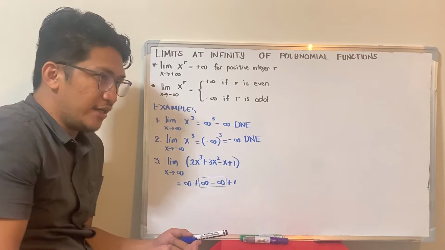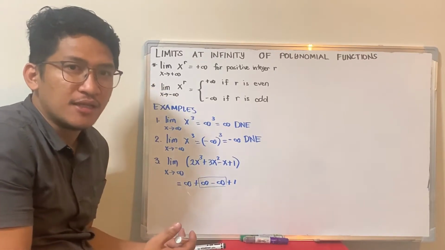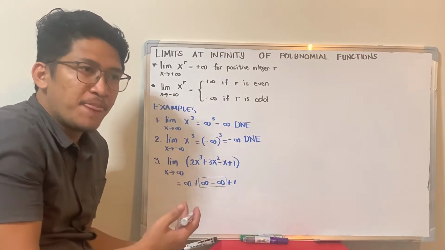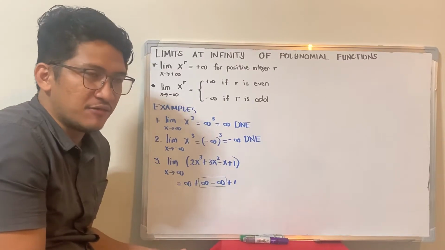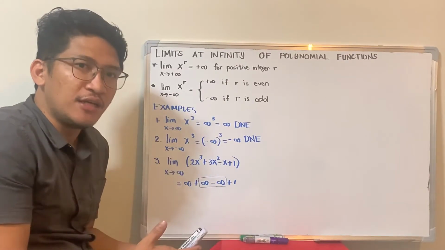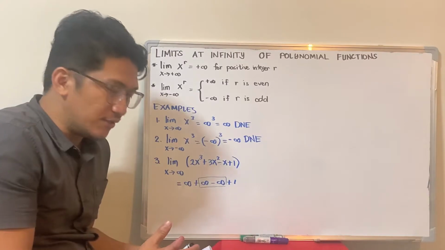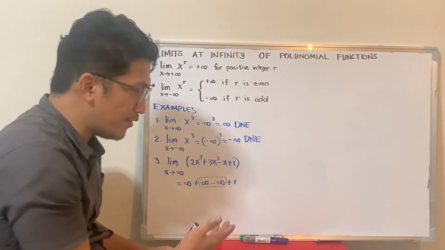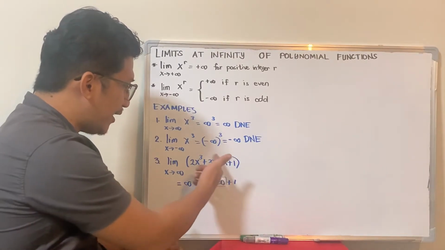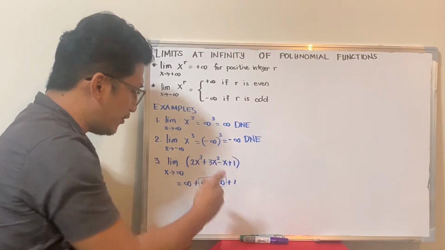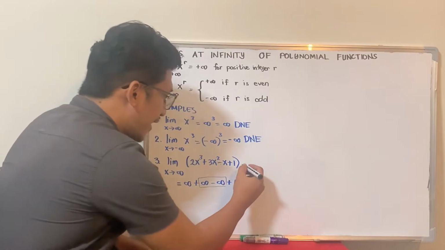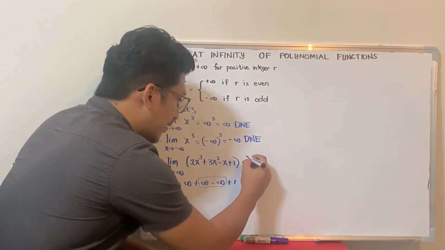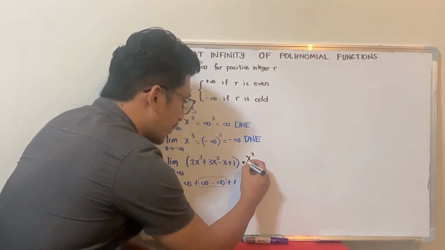So when we have an indeterminate answer after substituting, it means we have to do something. That something is to multiply the expression, or this function, by x cubed over x cubed. I'm just getting x cubed over x cubed.